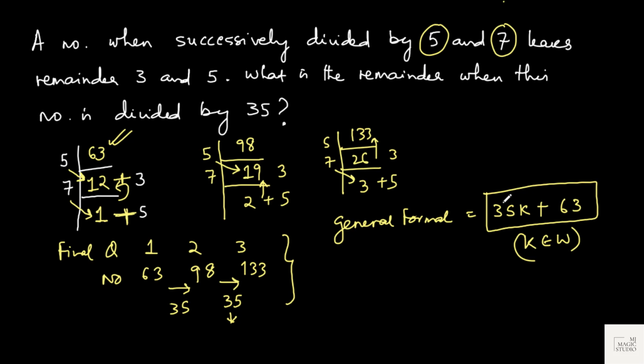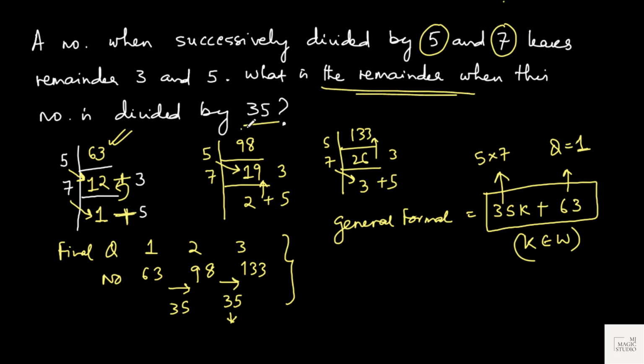Now how to write the general format? How to get this 35? 35 is nothing but the product of all the successive divisors into k plus. What is 63? 63 is the smallest of such numbers, which we need to calculate by putting the final quotient equal to 1. When you do that, you'll get a number in the general format. So the general number of this format is 35k plus 63.